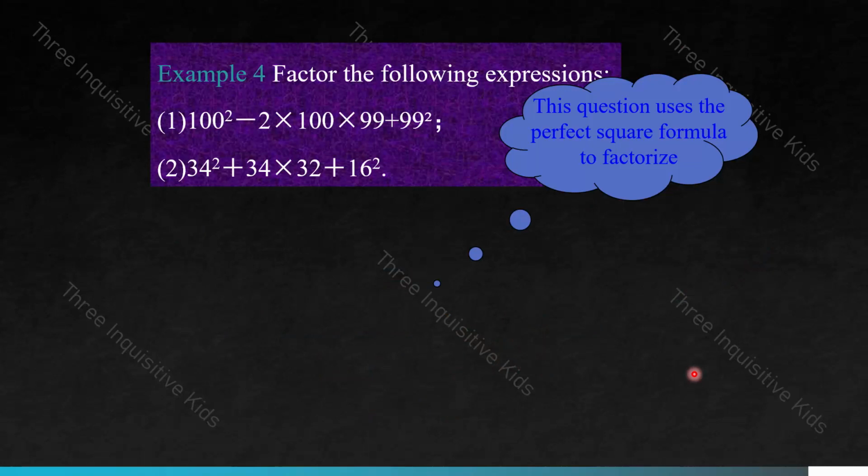Example 4. Factor the following expressions. And as you can see here, instead of variables, we are given numbers. But just like the square difference formula, the perfect square formula can also help make simplifying numerical expressions easier as well. This question uses the perfect square formula to factorize. Now pause the video and try this on your own.